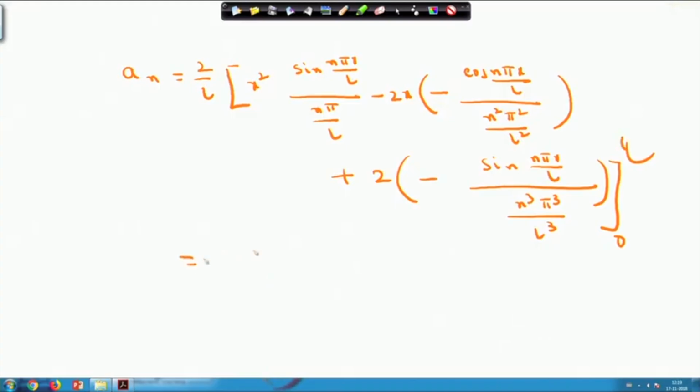So, if I evaluate this one, I will obtain 4 L square into minus 1 to the power n divided by n square pi square. I will obtain this.